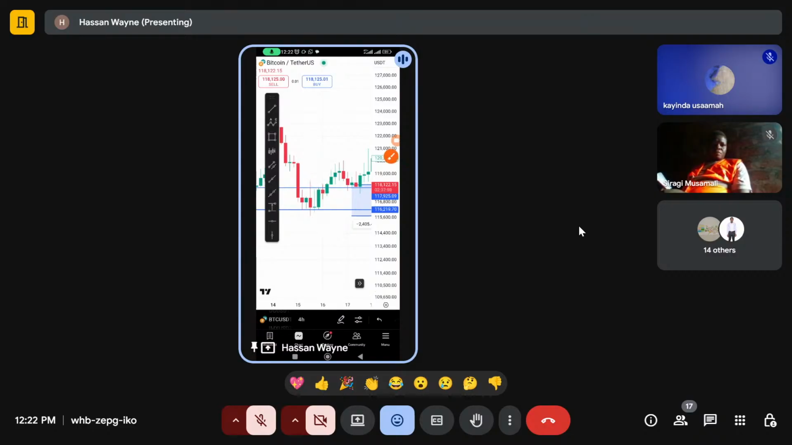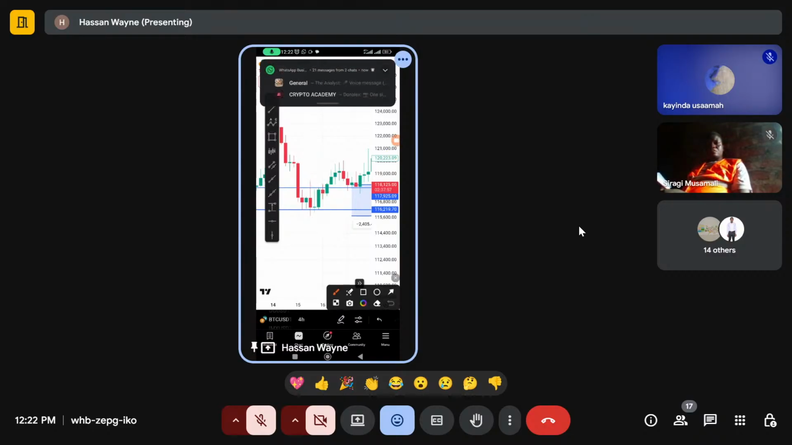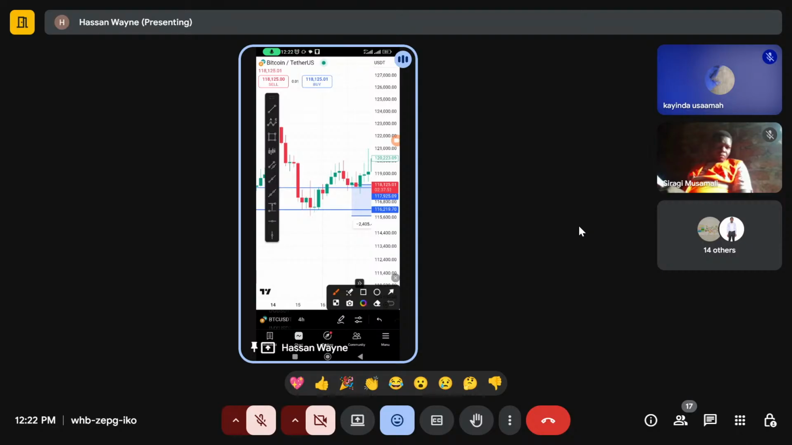But this one, the red one, refused to break. So at first it broke and it was rejected. So after that, I got another candle which broke my resistance line. So it was a confirmation for me that this market is a sure deal. It is moving upwards.